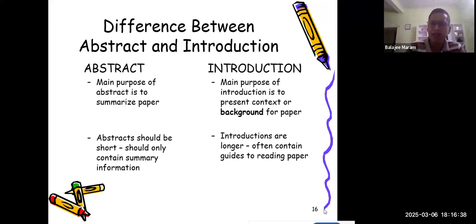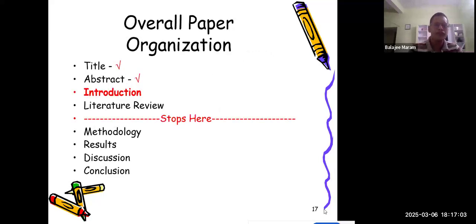An abstract may contain 120 to 150 words, but an introduction depends actually; usually it may contain 600, 800, or 1000 words. It depends on the total number of pages. According to the total number of pages, we can include more content in the introduction part also. Okay, that is the difference between abstract and introduction.